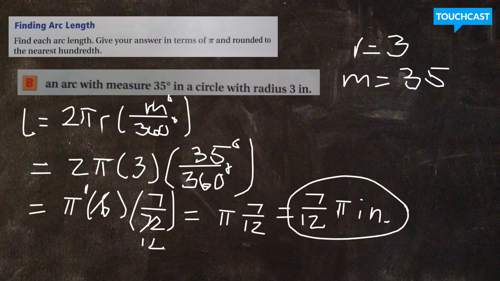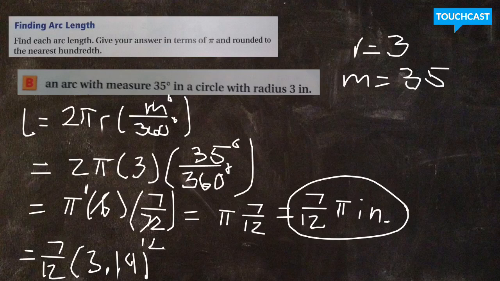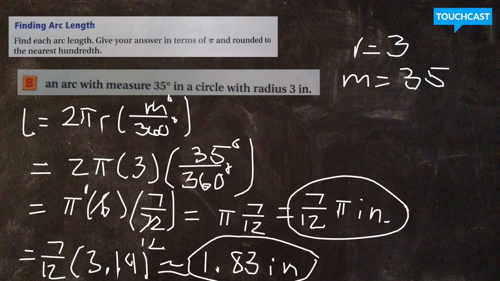Now we want to find out what that would be to the nearest hundredth. So we have to go 7 over 12 times 3.14, and that is going to be about 1.83 inches. So that wraps up our lesson on sector area and arc length.